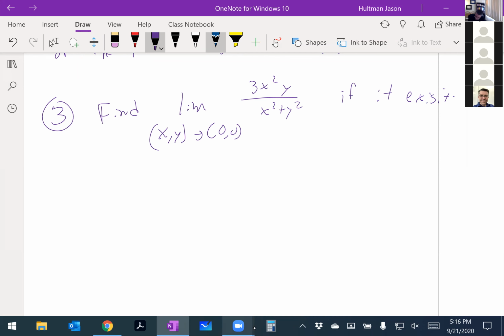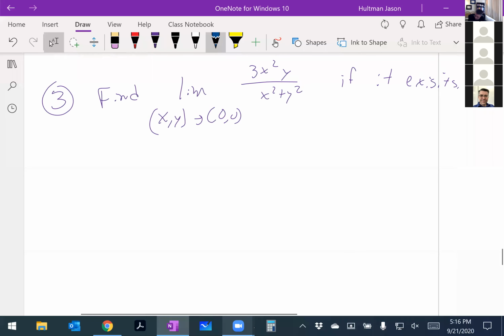So let's see if we can find a counterexample here. Then we're done. Don't worry about it. Let's do f of x, 0, that's just 0, right? Everything goes to 0. f of 0, y, that's just 0.